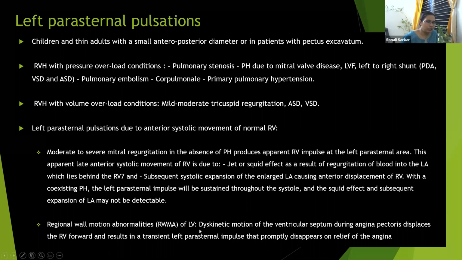What other cases can cause this? This is uncommon. This is regional wall motion abnormalities of the left ventricle, resulting in dyskinetic motion of the ventricular septum. This is not very clinically important. Clinically important for exam purposes is moderate to severe mitral regurgitation, where even a normal right ventricle can produce a left parasternal impulse. Why? Because the dilated left atrium, which lies behind the right ventricle, expands due to regurgitation of blood from the left ventricle into the left atrium in late systole.